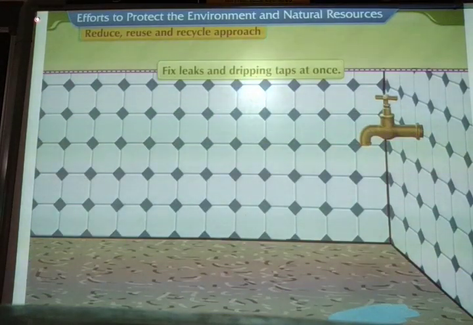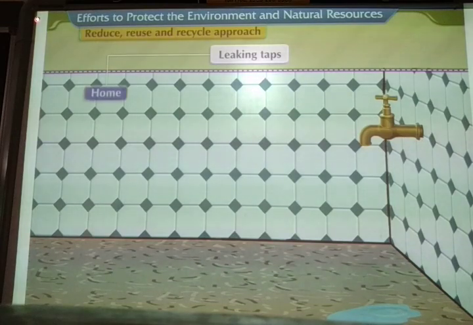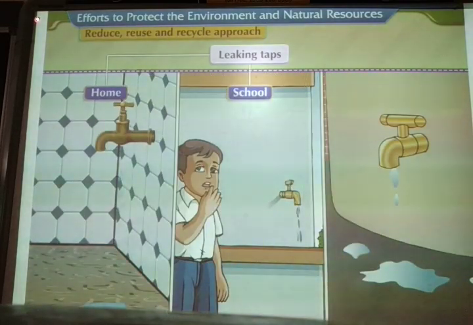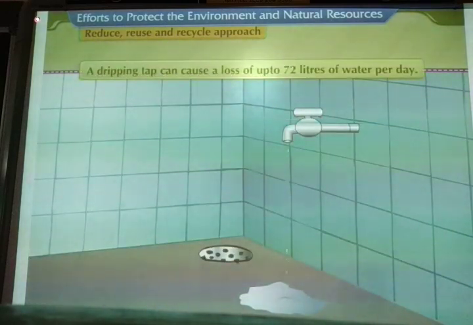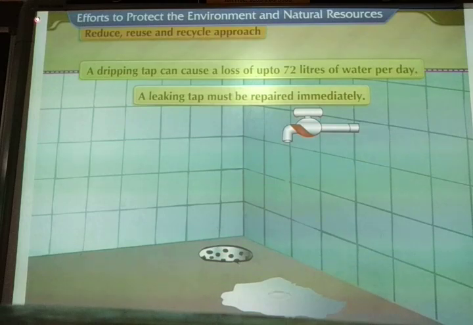Fix leaks and dripping taps at once. Leaking taps at home, school, or any other place waste a lot of water. A dripping tap can cause a loss of up to 72 liters of water per day. Hence, a leaking tap must be repaired immediately.